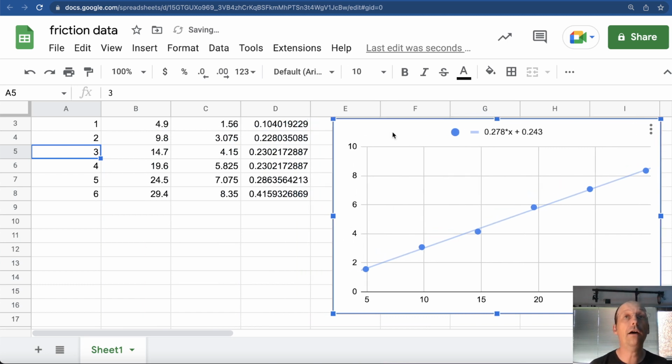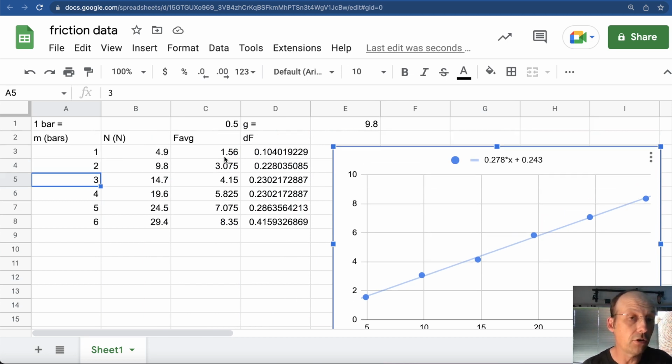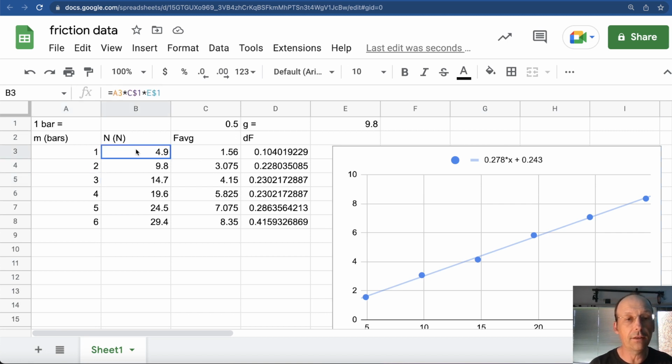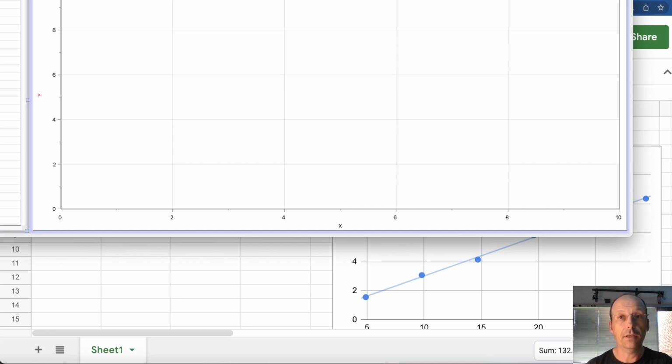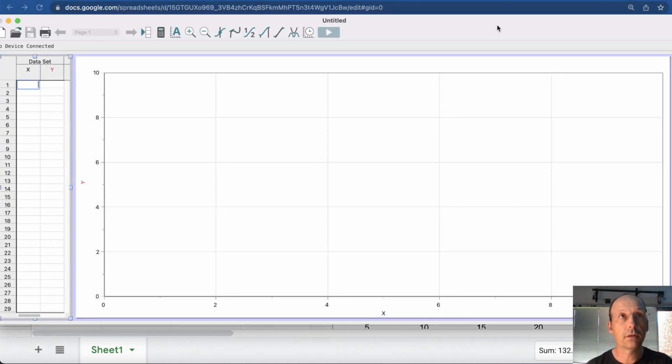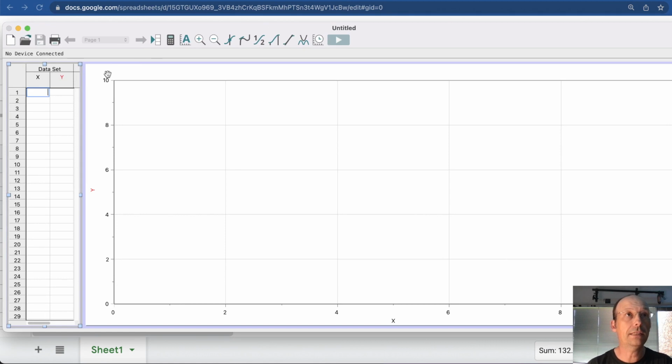If you have a site license for that, students can install it on their own computers, which I think is super awesome. And I think it's a very good graphing program. So I'm just going to highlight this. I have N and F. I'm going to copy that. I'm going to go over to Logger Pro, which I already have opened up, but you can't see it because it's up here, right there. And then I'm just going to paste that into my data column over here.